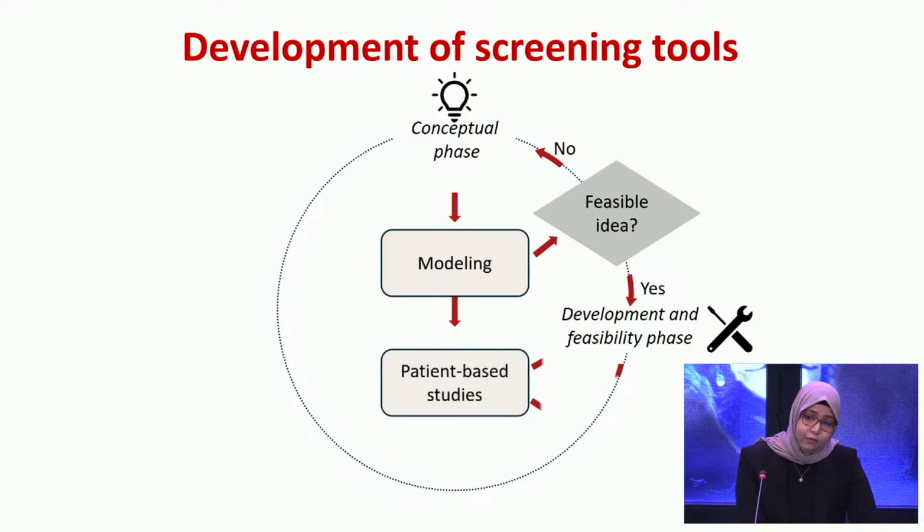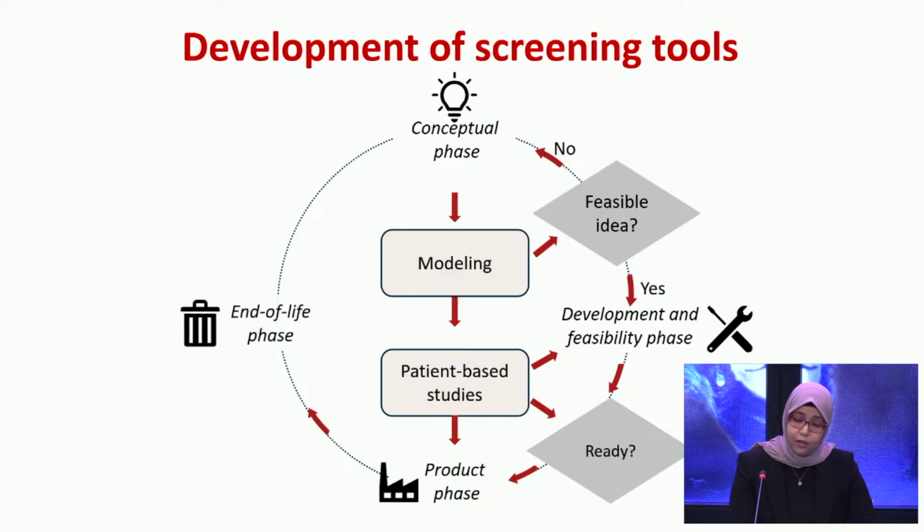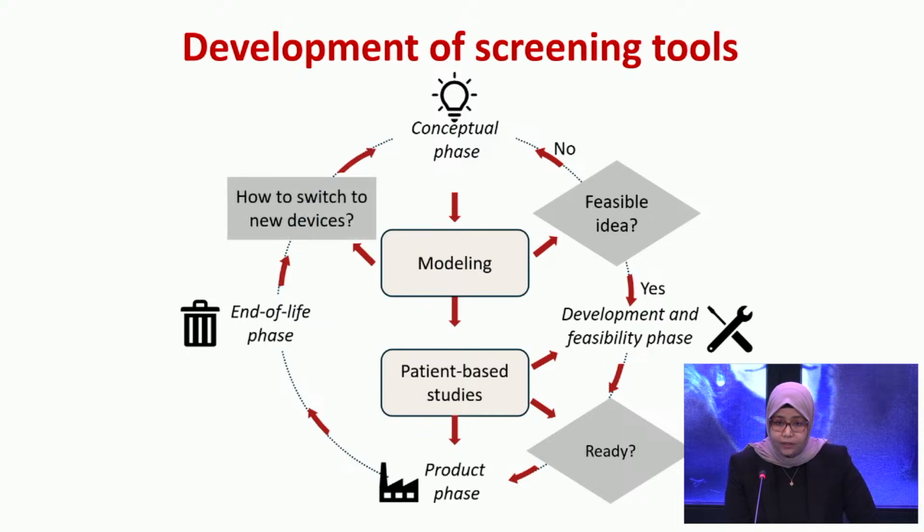In the next phase, the development phase, you could use the combination of modeling and Bayesian studies to see if your device is ready or not. If it's ready, you move to the next phase, the product phase, and if it's not, you keep developing the device. In the product phase, you could use more Bayesian studies. And in the last phase, the end-of-life phase, when the device doesn't really function anymore, you could use modeling to answer the question of how to switch to a new device.